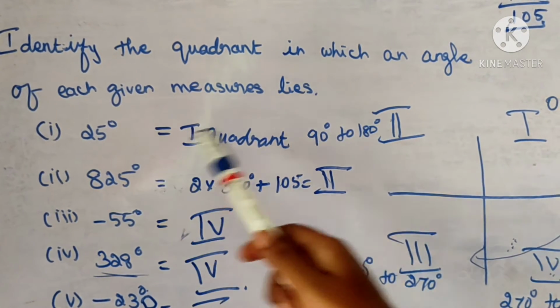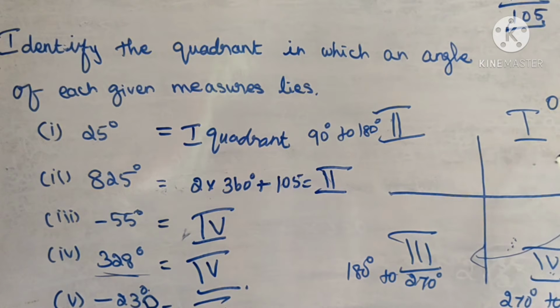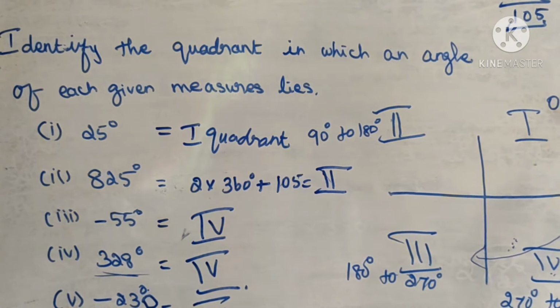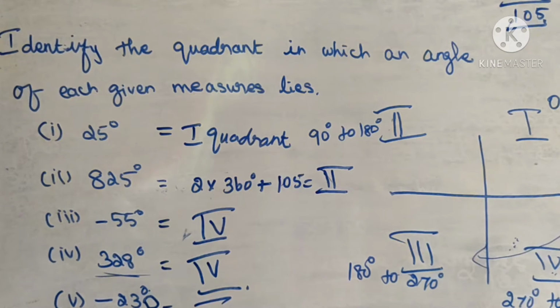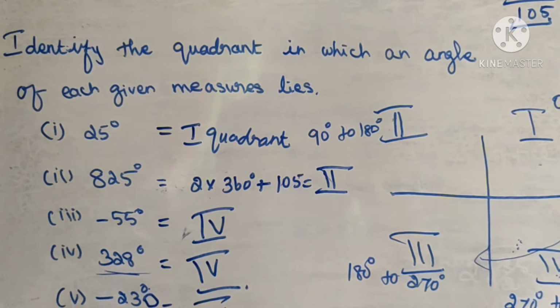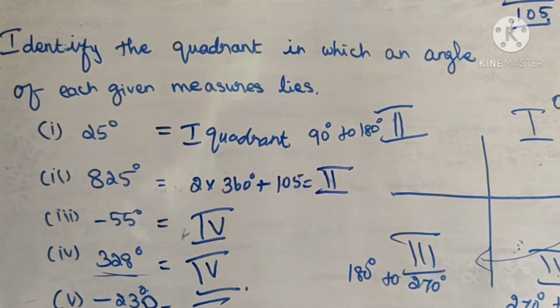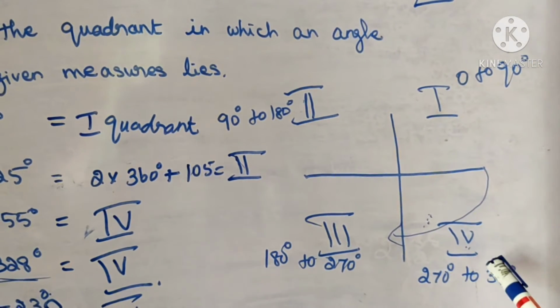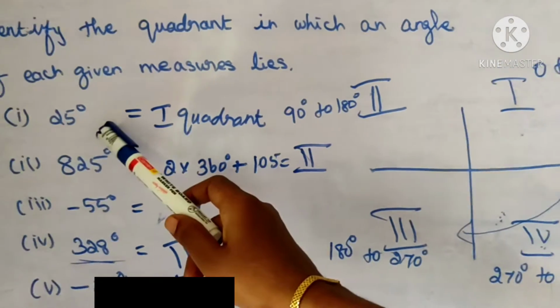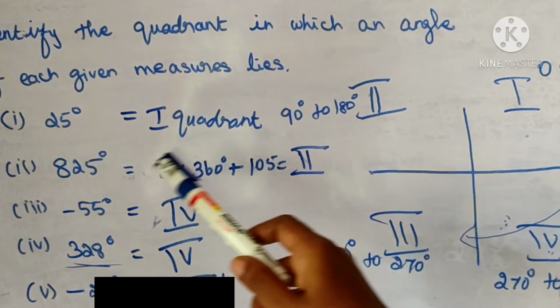Listen, 25 degree lies in the first quadrant. Already you know the first quadrant lies between 0 to 90 degree, the second quadrant lies between 90 degree to 180 degree, the third quadrant is 180 degree to 270 degree, and the fourth quadrant is 270 degree to 360 degree. Okay, so 25 lies in the first quadrant.